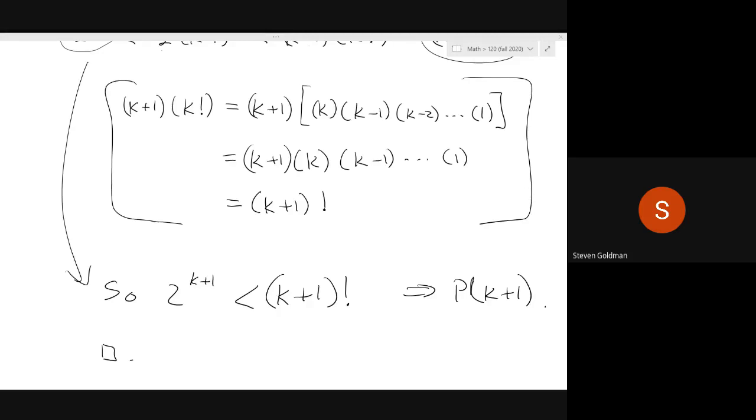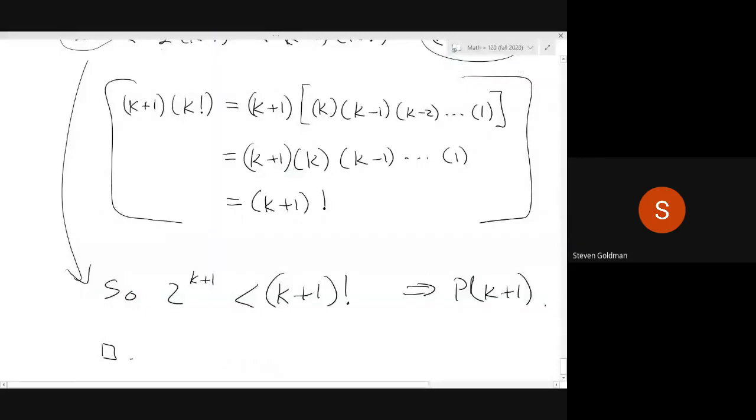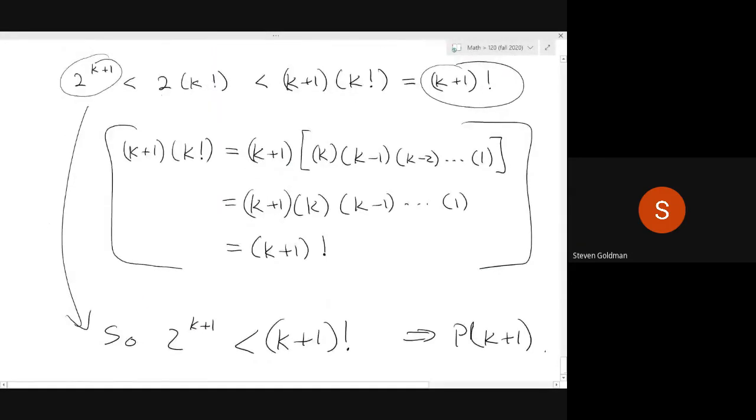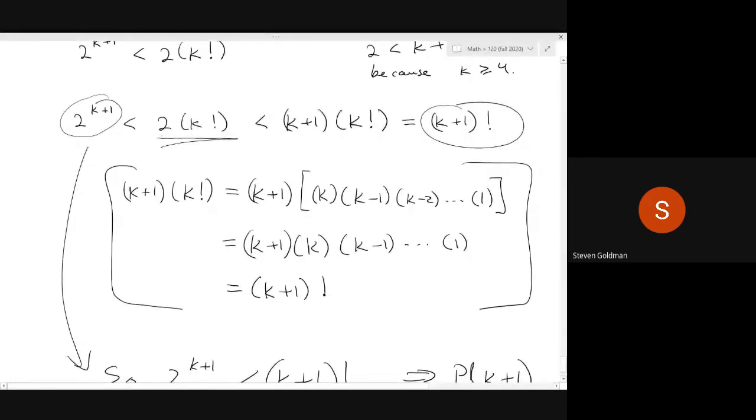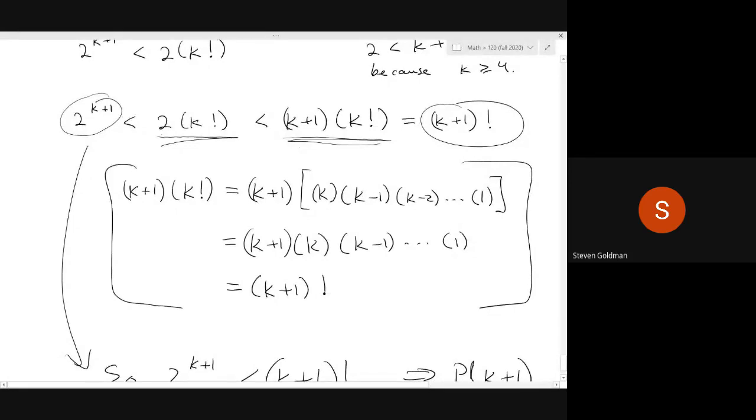No problem. Let me answer this question first about the 2 times k factorial. So again, what happened to 2 times k factorial? Well, it's an inequality. All I said was that 2 times k factorial is less than k plus 1 times k factorial. It doesn't have to be equal, it just has to be less than because it's an inequality. So 2 times k factorial is less than k plus 1 times k factorial, because, as I explained before, 2 is less than k plus 1.